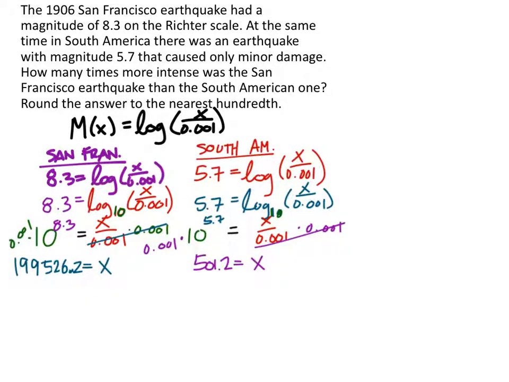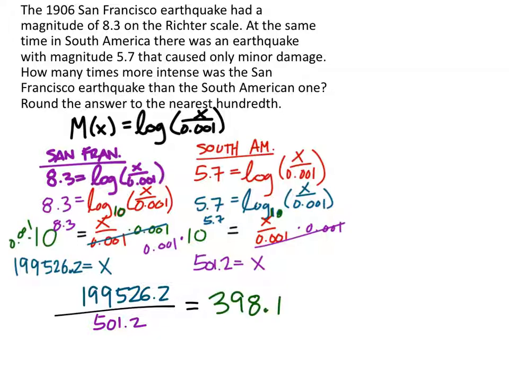So if I want to figure out how many times bigger something is than another one, I would take the big thing, which in this case is 199,526.2, and I would divide it by the other value. So this will tell me how many times 501.2 will go into the 199,526, and my calculator gives me, sorry, it said round to the nearest hundredth, so let me take that 1 off there, and we'll make that 0.9. Don't forget to label this, though.